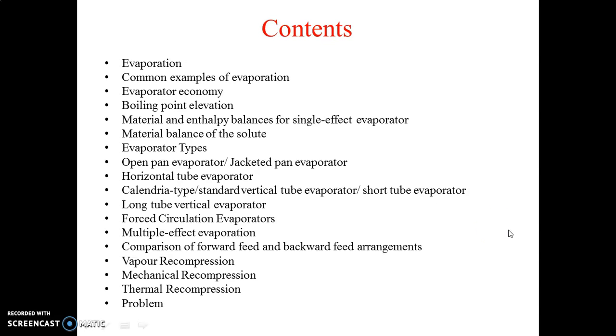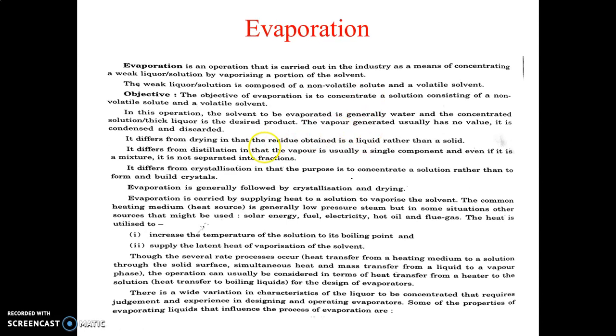In today's lecture, I will discuss the first 2 to 3 points like evaporation, examples of evaporation, evaporator economy, and boiling point elevation. And if time permits, we will discuss the material and enthalpy balance. So what is meant by evaporation? It is an operation that is carried out in industry as a means of concentrating a weak liquor or solution by vaporizing a portion of the solvent.